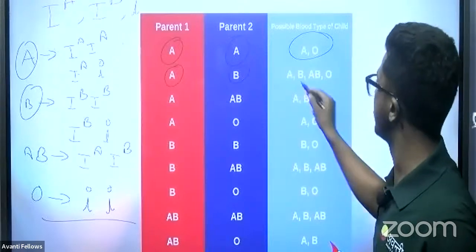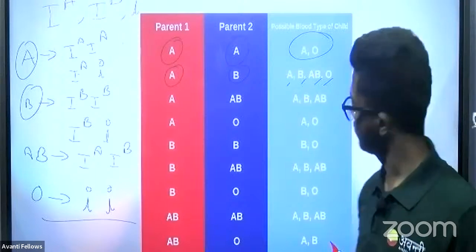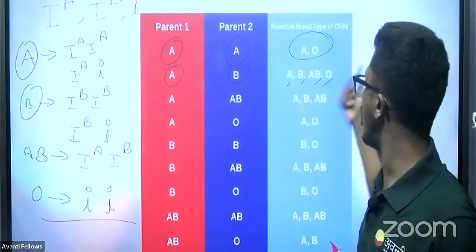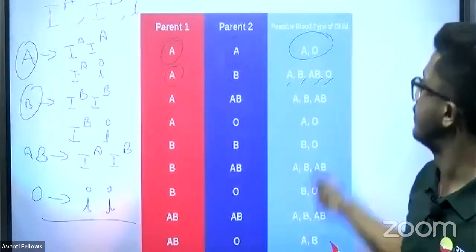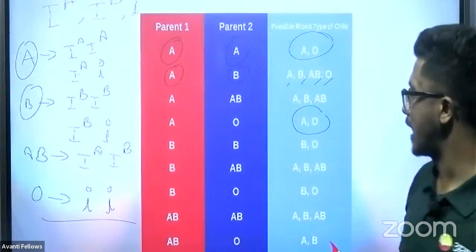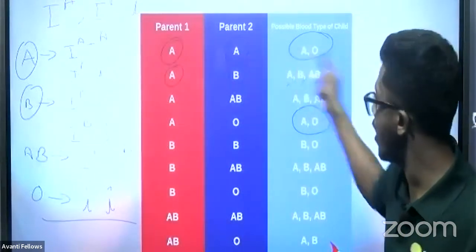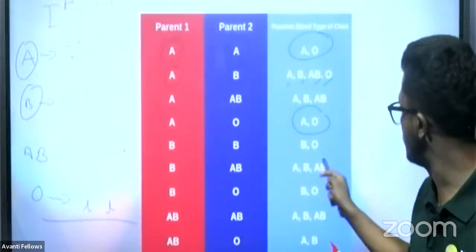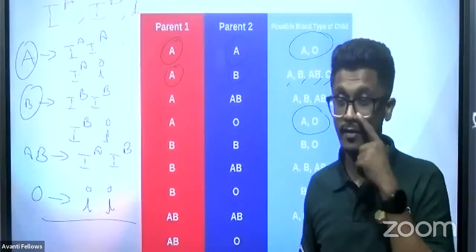They can have children with either A or B or AB or O. Same, A and AB: either they can be A or B or AB. If they are A and O, again, they can be either A or they can be O. Again, B and B, similarly, see here, A and A, AO, B and B, BO, B and AB, A, B and AB. So you just go through this, okay?